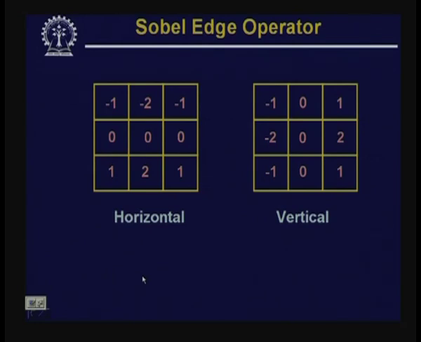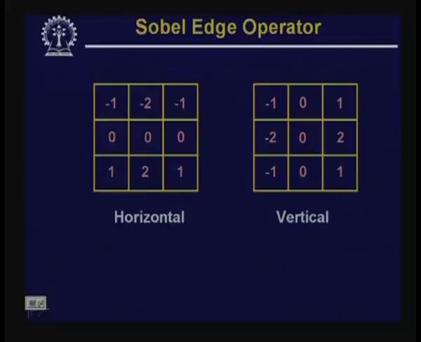The second mask, which is also a first derivative mask, is called the Sobel operator. Here again we have two different masks. One mask is responsible for computation of horizontal edges, the other for computation of vertical edges. Now, if you compare the Prewitt edge operator and the Sobel edge operator, you find that the Sobel edge operator gives an averaging effect over the image.